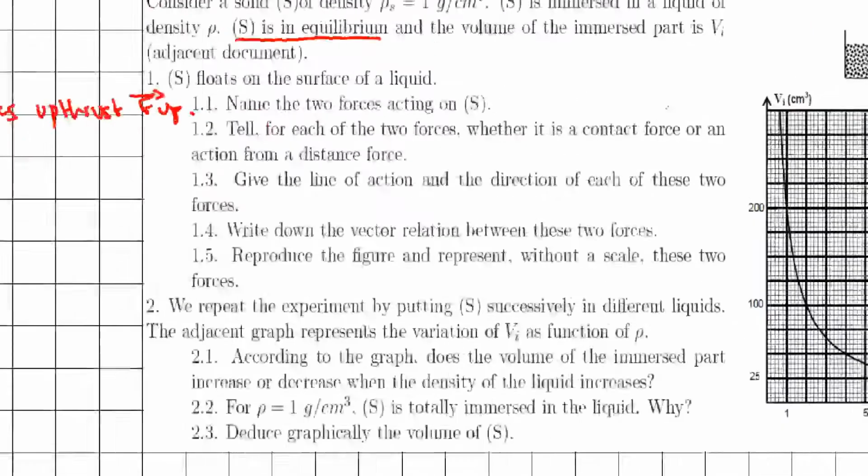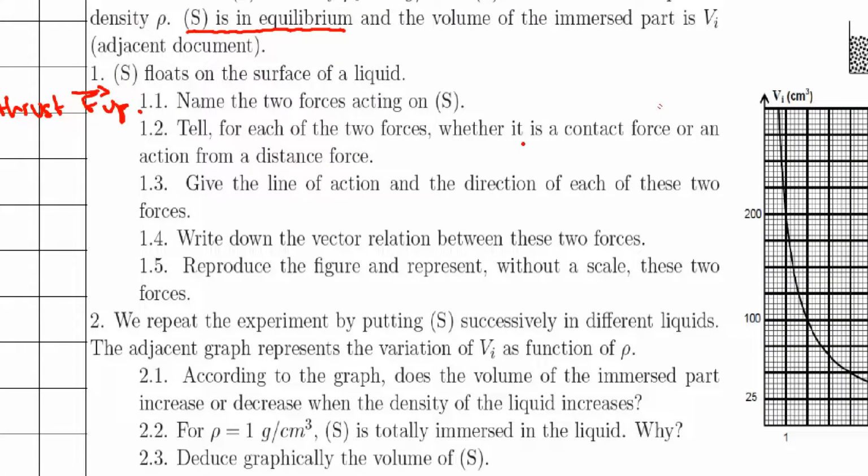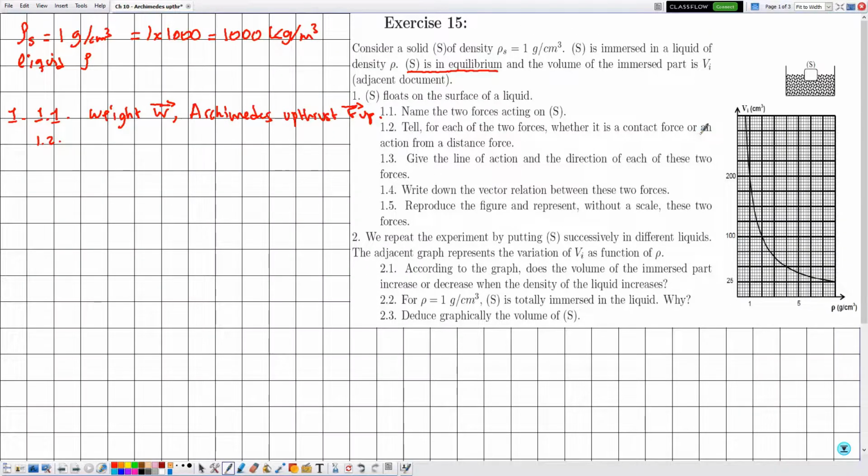Now in 1.2, tell for each of the two forces whether it's a contact force or an action from a distance force. Knowing that the action at a distance forces are given only by three forces, the weight, the electric, and the magnetic, therefore the weight W is classified as an action from a distance, and all other forces are classified as contact forces, and in particular the Archimedes upthrust, F upthrust. So this is a contact force.